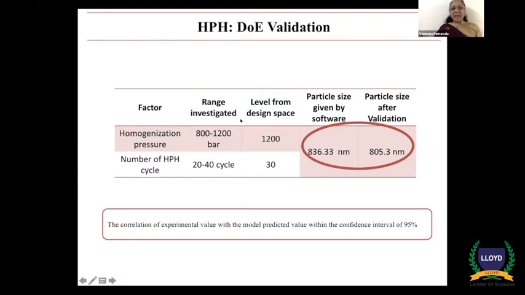So we got to know that, yes, I can process at 1200 bars and use 30 cycles to get whatever size we desire. And we wanted submicron size. What was given by the software was 836, and what we got after validation was 805. So plus minus 30 nanometer, generally you do get variation, and that is acceptable variation. But the correlation of experimental value with the model predicted value was within 95% confidence level.